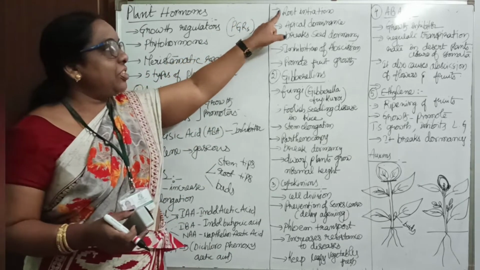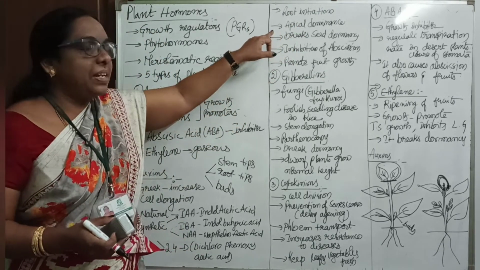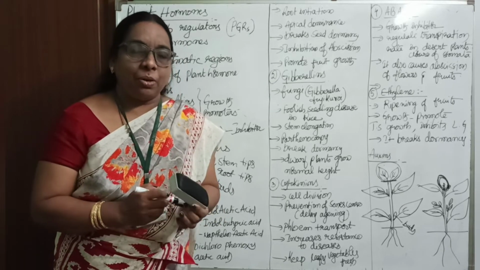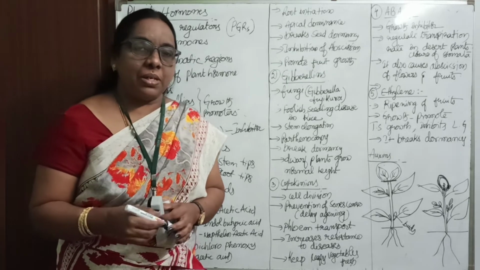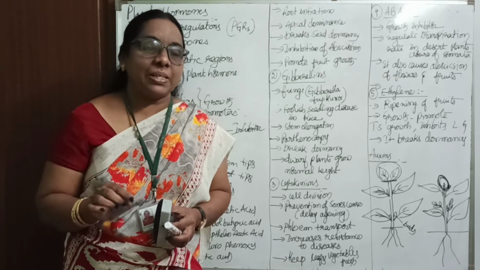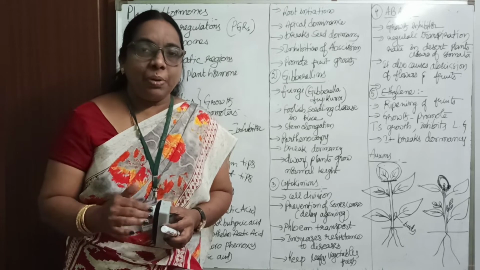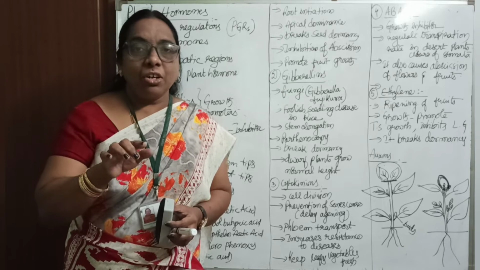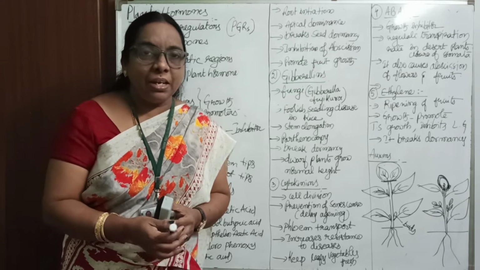The main function is root initiation, and the next one is apical dominance. Let me give the definition. What is called apical dominance? The phenomenon of suppression of growth of the lateral buds by the terminal bud is called apical dominance. Let me repeat once again: the phenomenon of suppression of growth of the lateral buds by the terminal bud is called apical dominance.